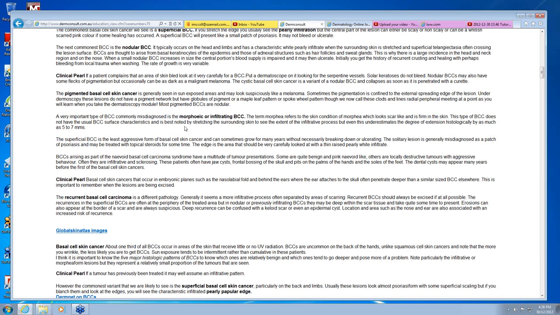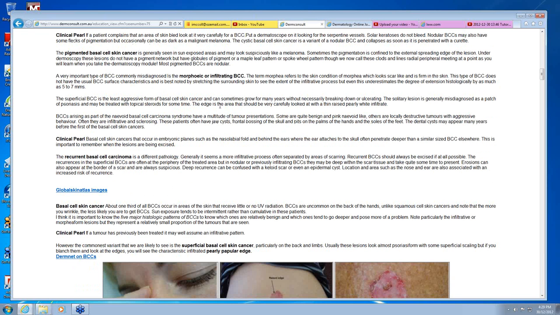Make sure you can recognize a morphoeic or an infiltrating basal cell skin cancer. Clinically, you can just sometimes have white areas on the surface of the skin. And it's not called morphoeic for nothing. It does look like a plaque of morphoea. They are wicked lesions to try and diagnose, and you don't want to miss them.